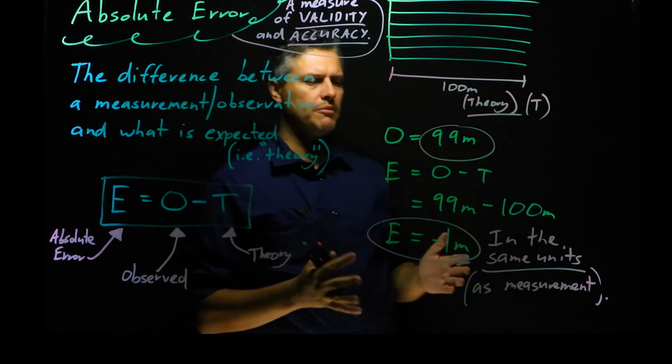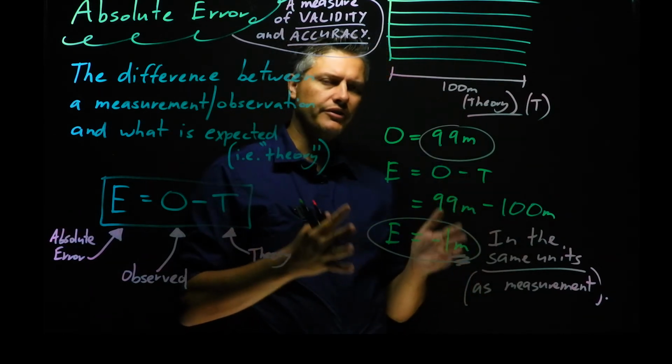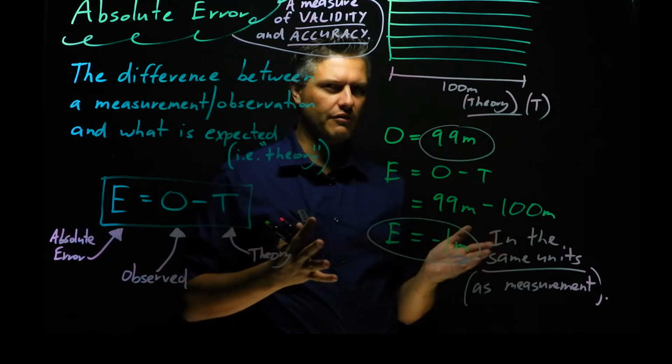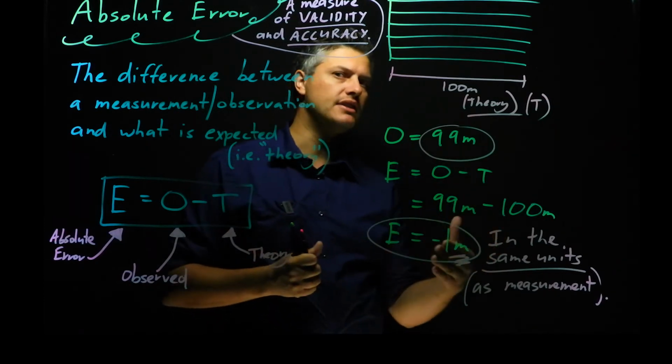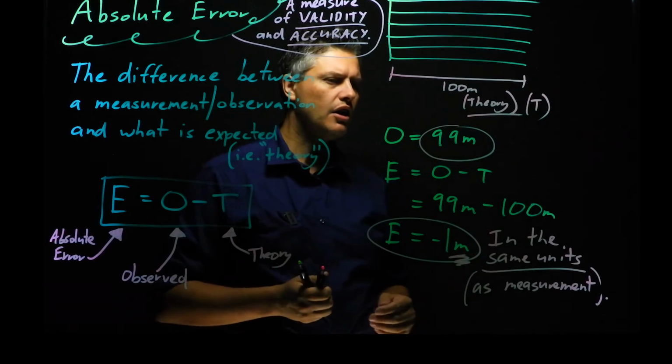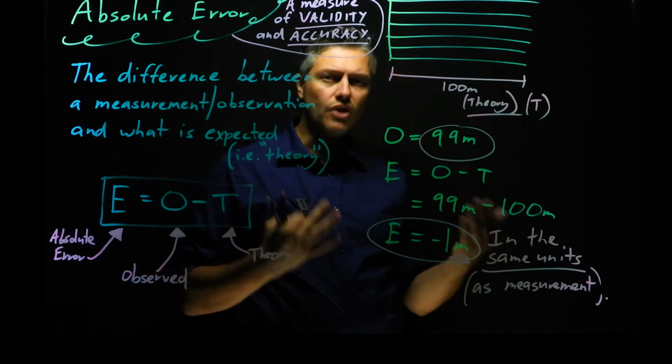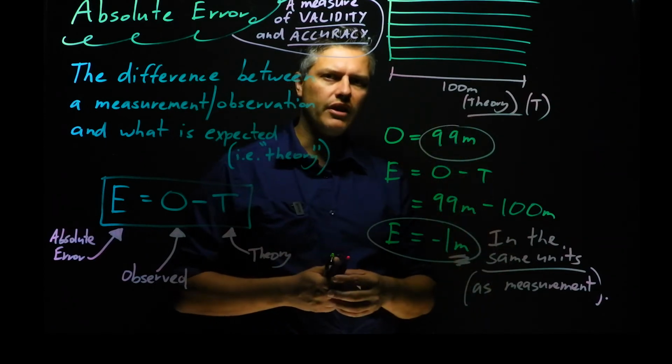So let's go back to this example. Let's actually ask ourselves, is this acceptable? Now you're probably thinking, it sounds obviously it's not. It wouldn't be fair to have a 99-metre track when it should be 100. But what actually is accepted? Because there are differences allowed. It's called tolerance in a 100-metre running track.